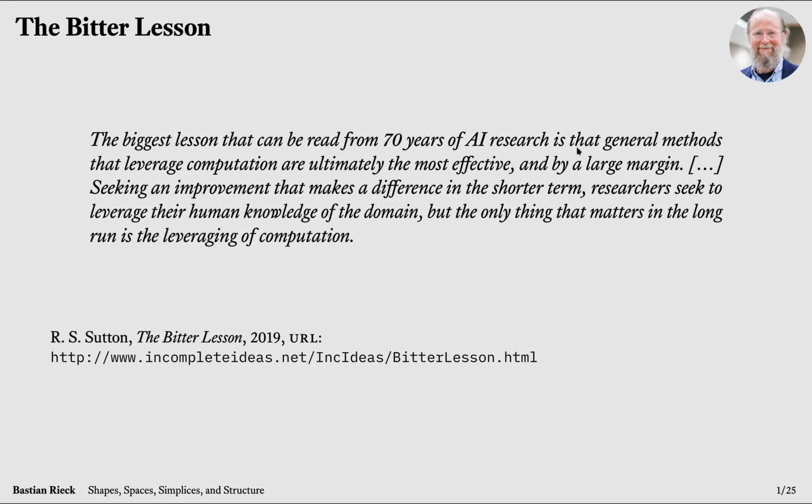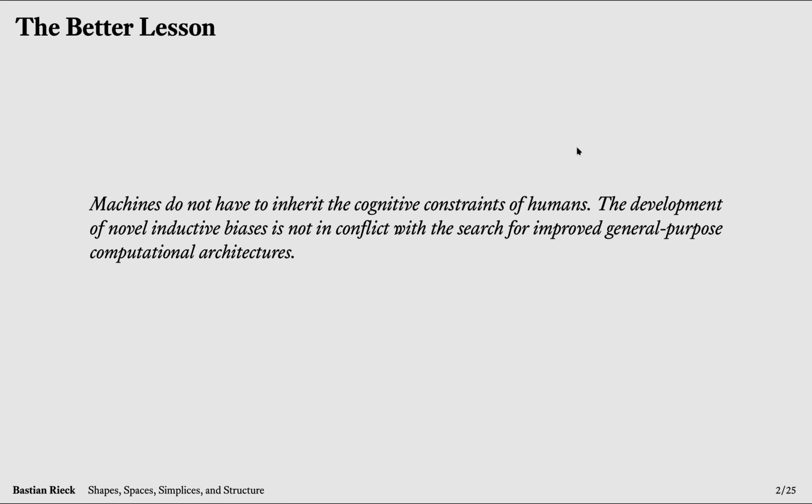So when we talk about representation learning and what we want to do with it, I think we need to remember that there's a little bit of a better lesson here, namely that the machines or the algorithms that we build do not have to inherit our cognitive constraints, the cognitive constraints of humans, right? So if we develop novel inductive biases, then this is not in conflict with the search for improved general purpose computational architecture. There is not a strict dichotomy between those two, and these things are never in conflict. And this is why I believe that looking at geometry and topology is a worthwhile thing, mostly because they contribute different things to the conversation.